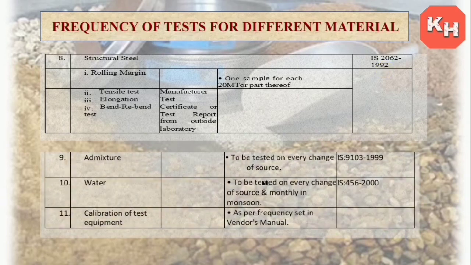Admixture is to be tested for every change of source. Whenever we change source of admixture, we have to test. It is as per IS 9103 1999. Water is to be tested for every change in source and monthly in monsoon. It is as per IS 456 2000.